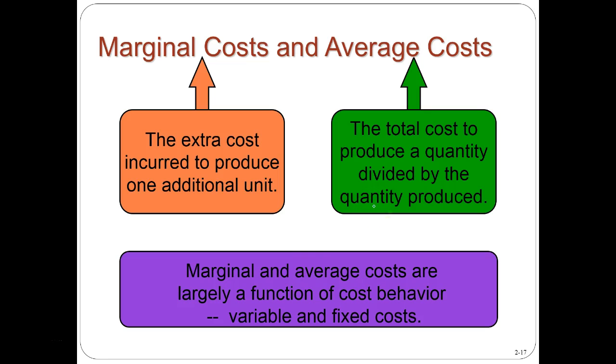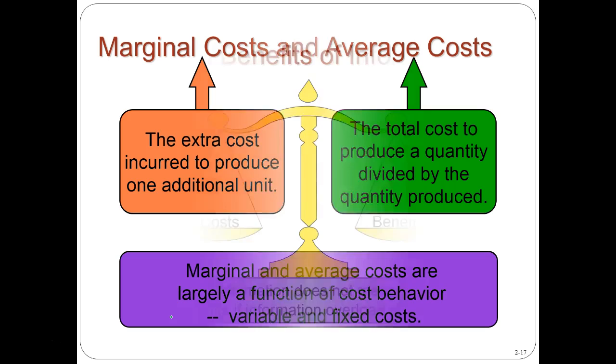So the average cost would be the average cost over all the production, and those things could change. Marginal and average costs are largely a function of cost behavior, variable costs and fixed costs. The difference between the behavior of the marginal cost and the fixed cost is what could cause the marginal cost to differ from the average cost, and we need to be aware of that when making the next decision.